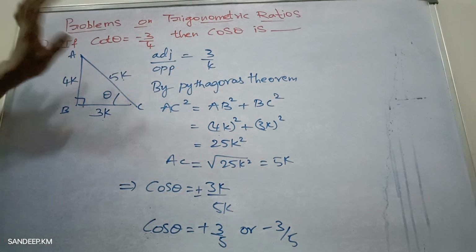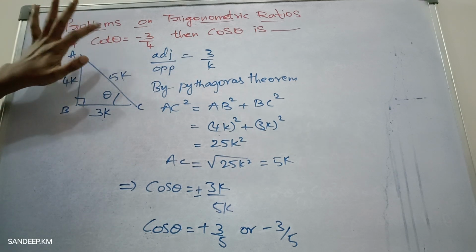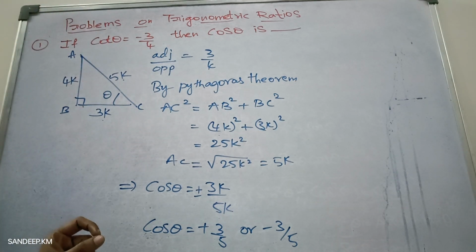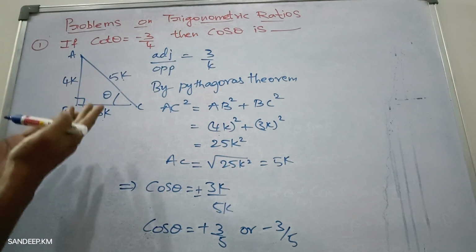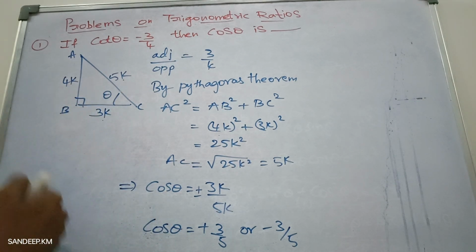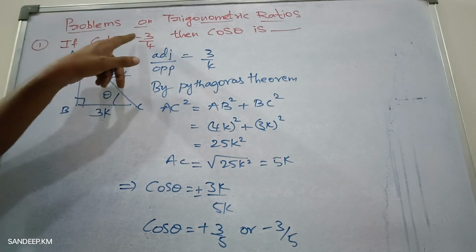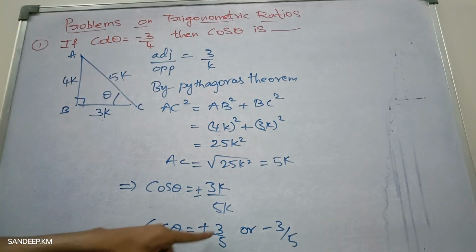If they mention in which quadrant theta lies, then we can specifically say whether cos theta is plus 3 by 5 or minus 3 by 5. But they did not mention in which quadrant theta lies, so it can be plus 3 by 5 or minus 3 by 5. So if cot theta is minus 3 by 4, then cos theta is plus 3 by 5 or minus 3 by 5. Let us go for the next question.